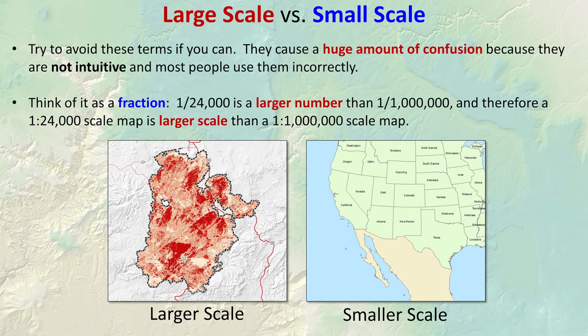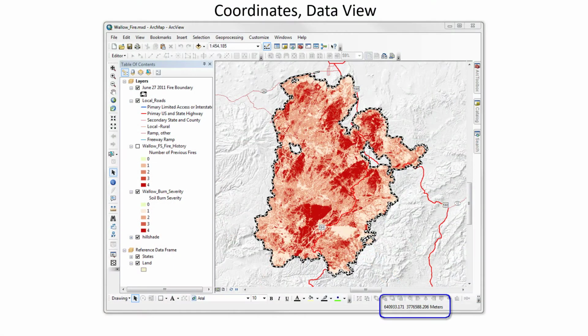In fact, I review GIS-related scientific papers for journals all the time, and I'd estimate about half of the articles that I review confuse these terms large and small scale. This is amongst professional map makers and data scientists, so it's an understandable error. So this is why I recommend you avoid these terms if you can. Even if you use the terms correctly, there's a good chance that your audience will think you mean the opposite of what you intend. Okay, let's get back to the ArcMap interface.